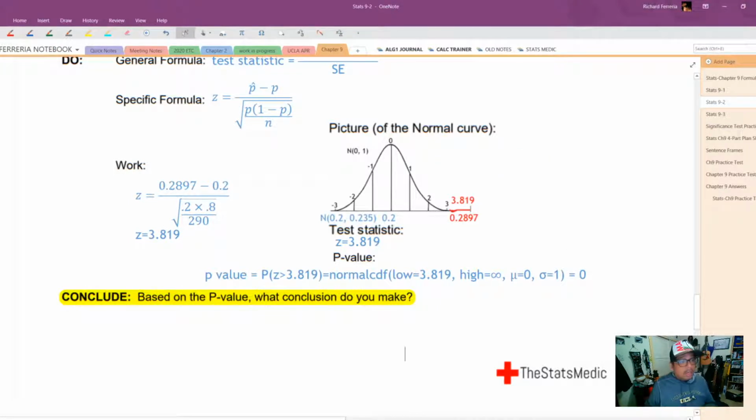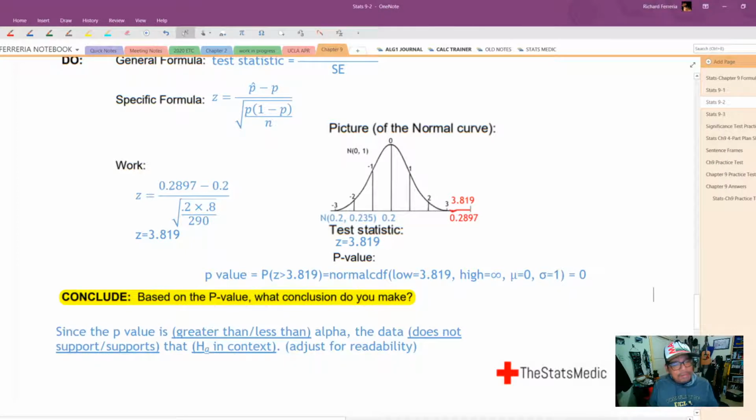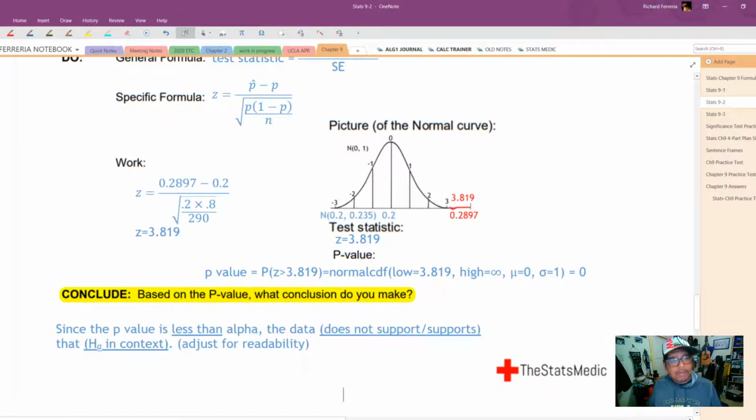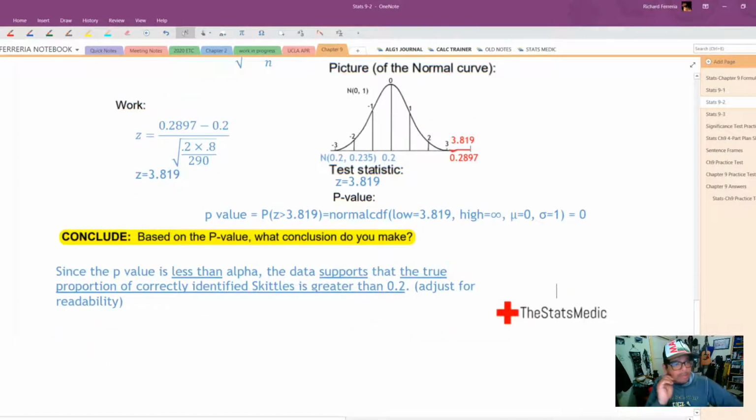Finally, we're going to make a conclusion here, and you just need to copy and paste the sentence frame. Okay, since the p-value is, well, let's check. Alpha was 0.05. 0 is less than 0.05, so definitely less than alpha. So if the p-value is less than alpha, that means we support the alternative hypothesis. So the true proportion of correctly identified skittles is greater than 0.2.